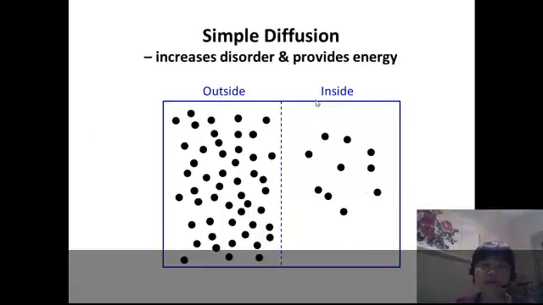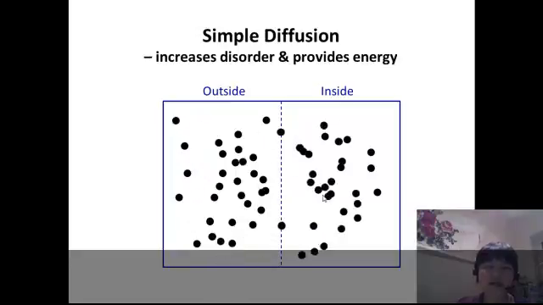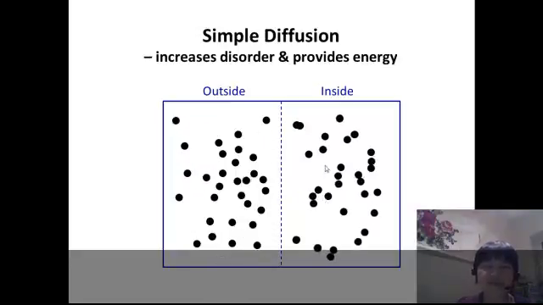So what has happened? Let's look at the animation here. With simple diffusion, it is increasing the disorder. This is the start point. You can see the left side has a much higher concentration, and after this movement, both sides have a similar concentration. The reason behind this is the thermal motion of the molecules. It can move both ways, but the net movement is from higher concentration to lower concentration.